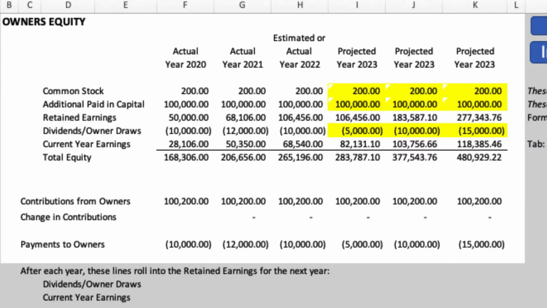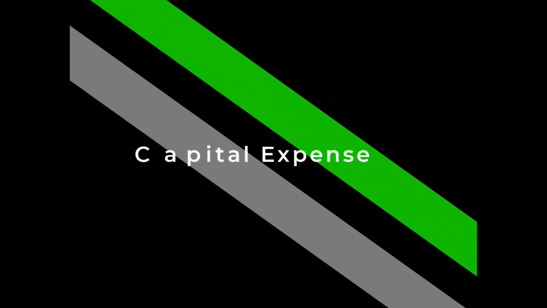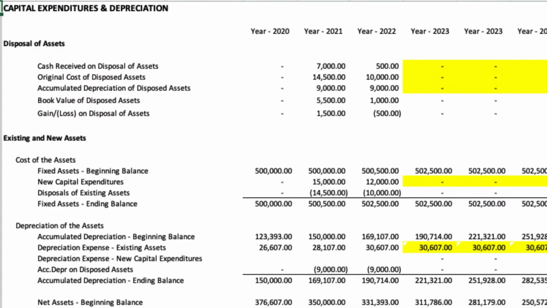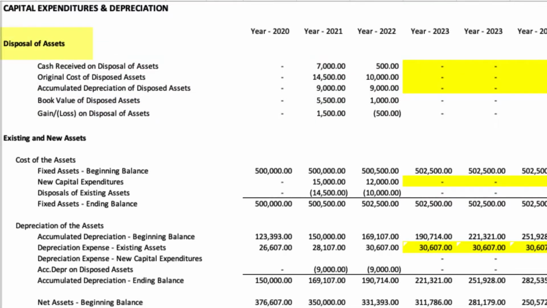All right, my next tab that I have is on capital expense. This top section is where you would put in assumptions about some of your assets that you're going to dispose of or sell in the next few years. Often, people do not put that in their projections unless they have something planned that is significant. So for now, I'm just going to leave these at 0.